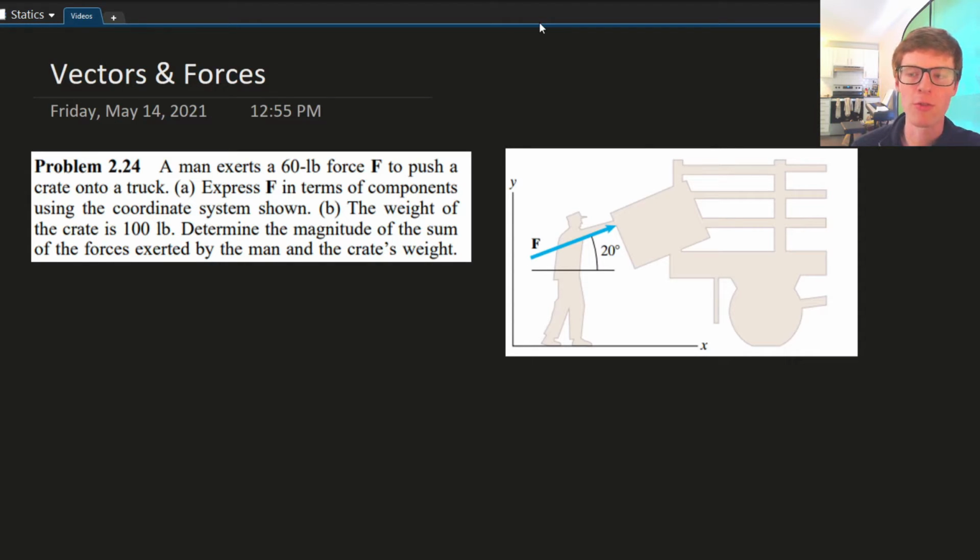Problem 2.24. A man exerts a 60-pound force F to push a crate onto a truck. That's this guy here. Express F in terms of components using the coordinate system shown.